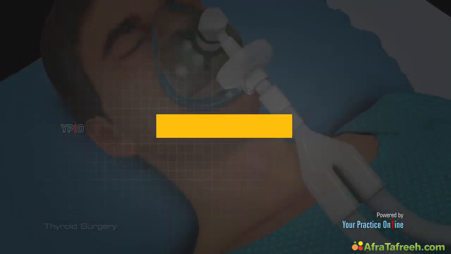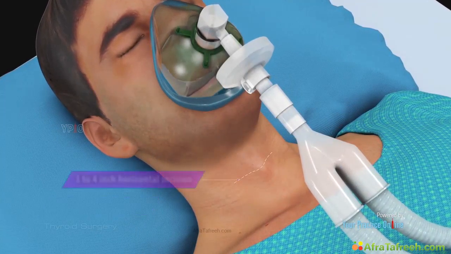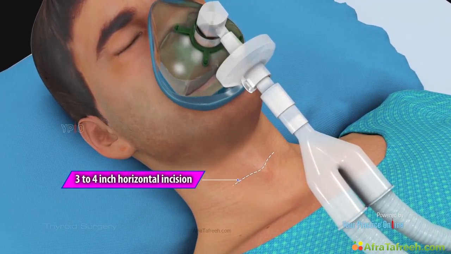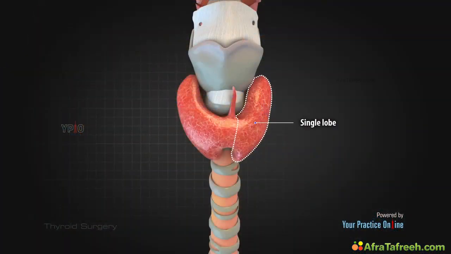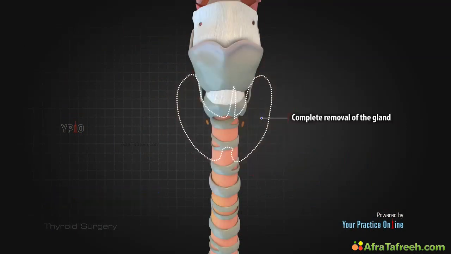Surgical procedure. Thyroid surgery is performed under general anesthesia. Your surgeon makes a 3 to 4 inch horizontal incision in the center of your lower neck. A single lobe, a lobe with the isthmus, or the entire gland is removed through this incision. Cancer of the thyroid is usually treated by complete removal of the gland.